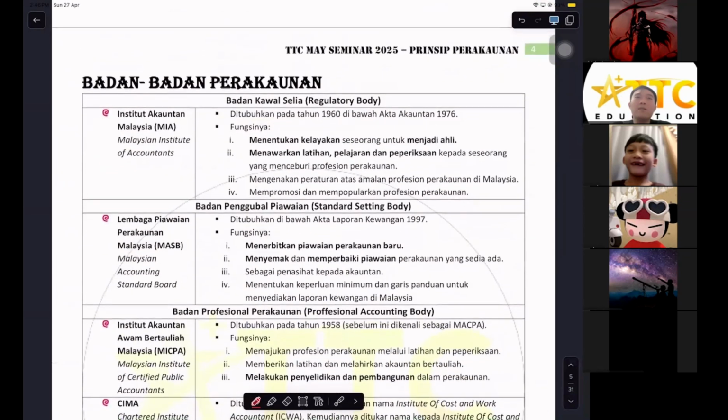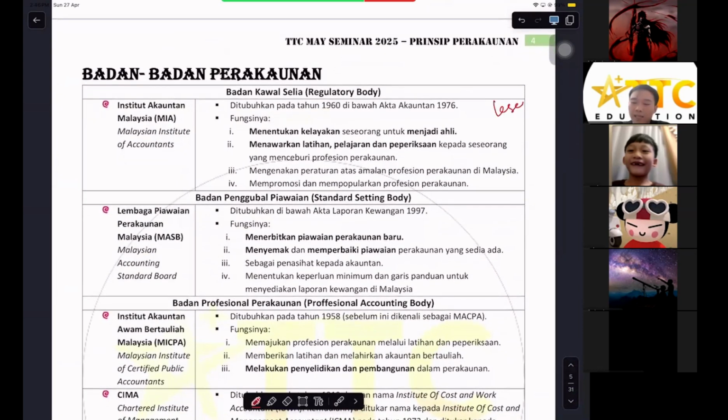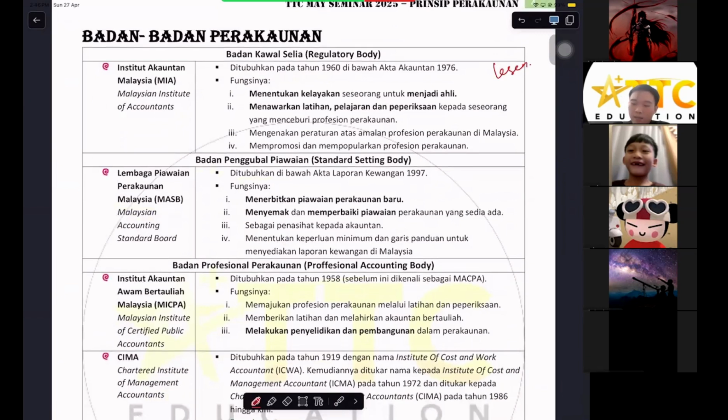Now, next. This one. Badan-badan perakaunan, touch and go. Okay. MIA is basically giving you lesson. PRY, setting up rules. Standards. How to do jualan. How to record this. How to record that. They got a lot of laws, you know.